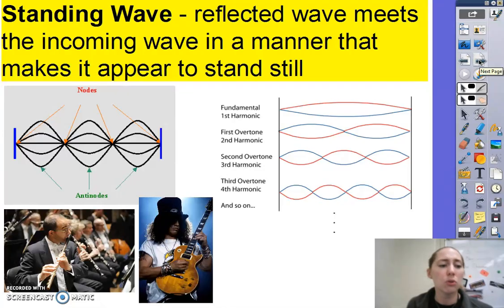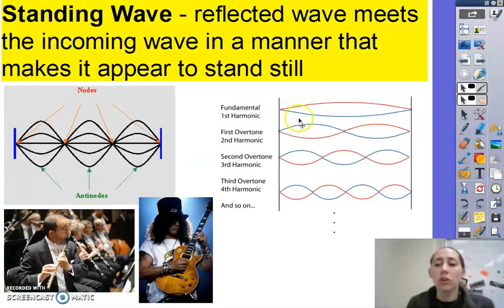There's a really cool effect that reflections cause called a standing wave. For those of you that play instruments or sing, when you make different notes, you're making standing waves. The waves in your instrument are reflecting back, so they appear to be standing still. The parts where they overlap are called nodes, and the parts at the maximum amplitude are called antinodes.